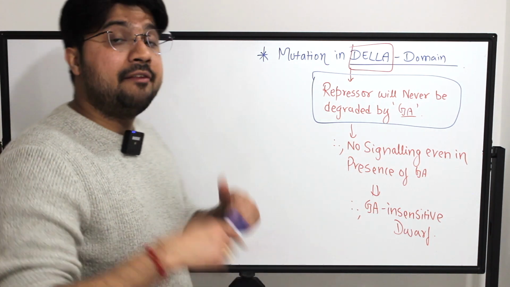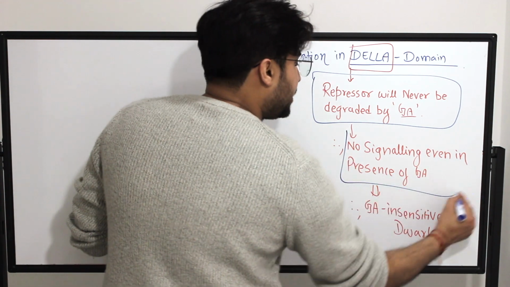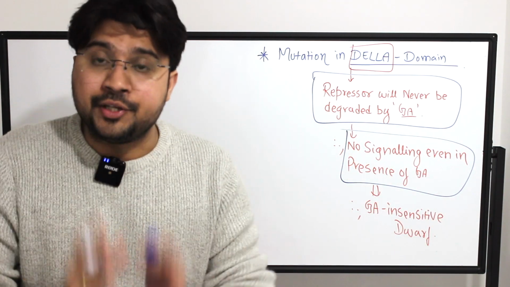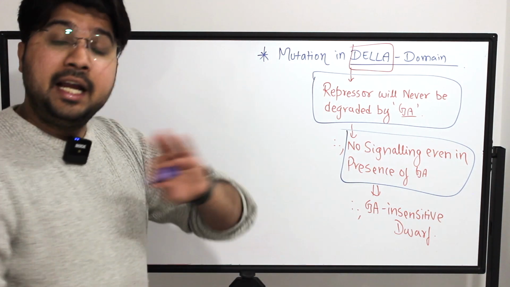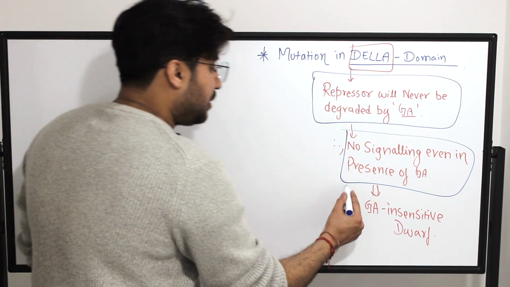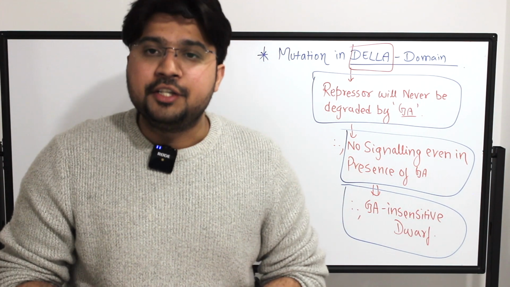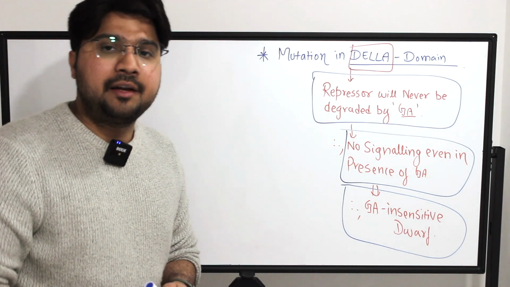If the repressor can never be removed, that is, it cannot be degraded, there will be no signaling happening. Signaling of GA is not possible even when GA is present. Doesn't matter, even if you spray Gibberellin from outside, it is not going to happen. As a result, if no GA signaling is there, such a plant is going to be a GA insensitive dwarf.